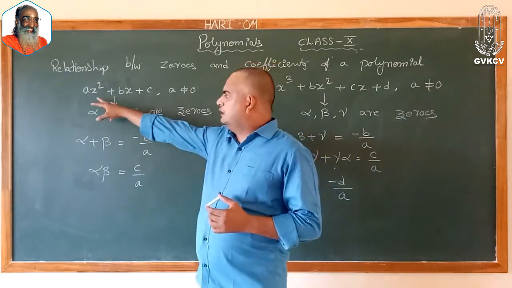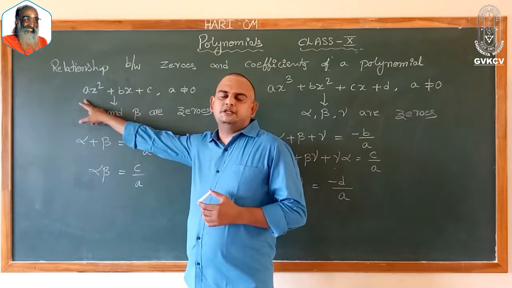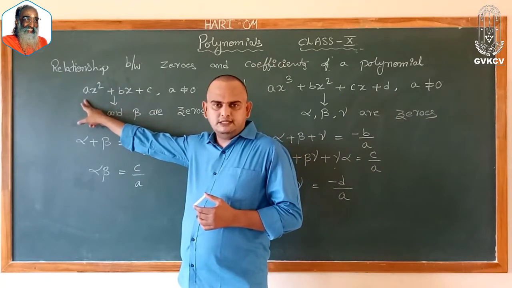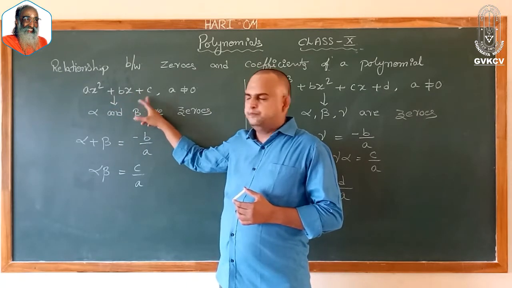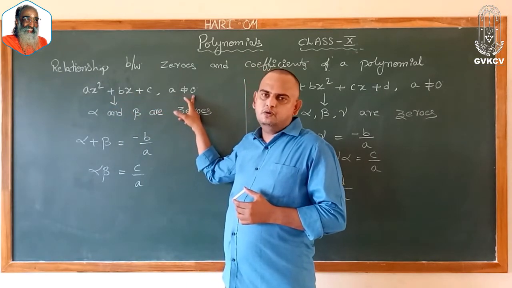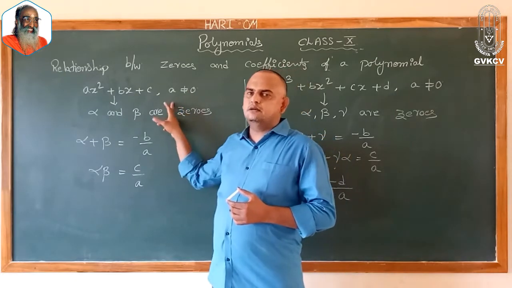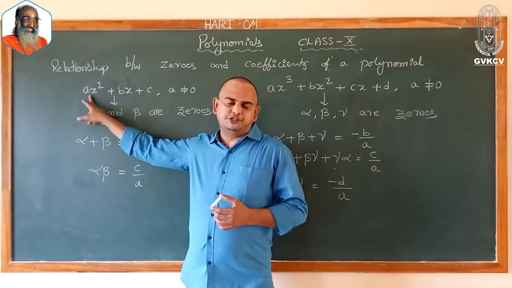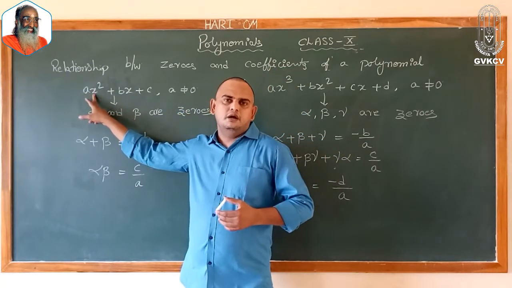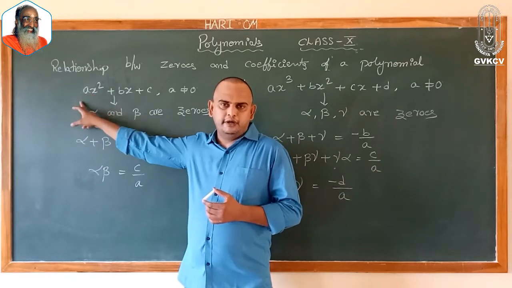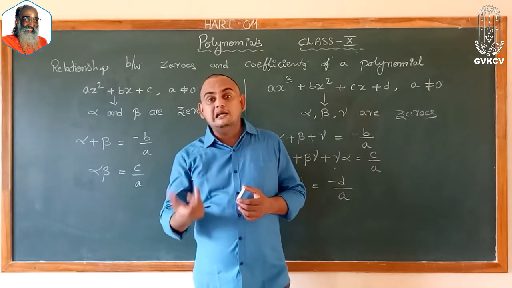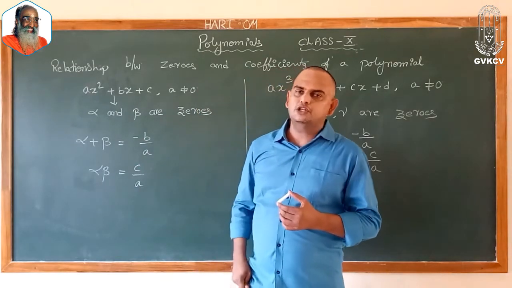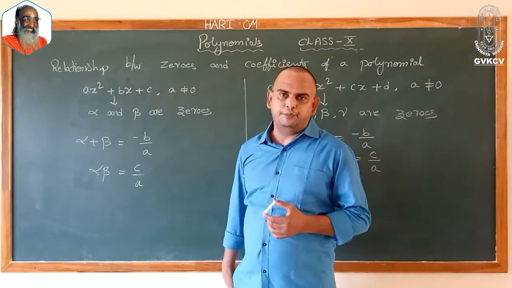The general form of a quadratic polynomial is ax square plus bx plus c, where a is not equal to 0. Here a is called the leading coefficient. X square is the highest term and its coefficient is a. So a is called the leading coefficient, and a should not be equal to 0.